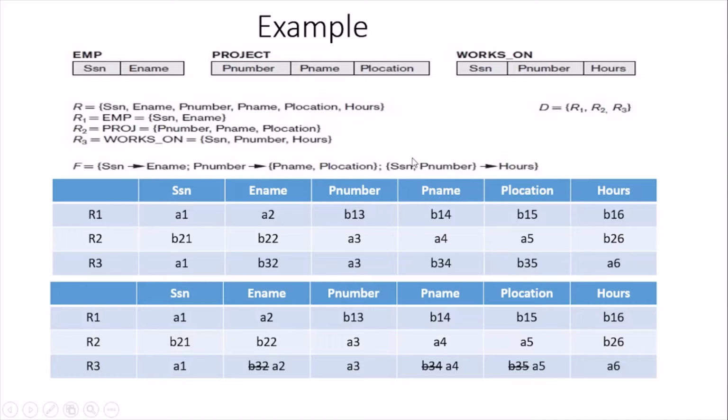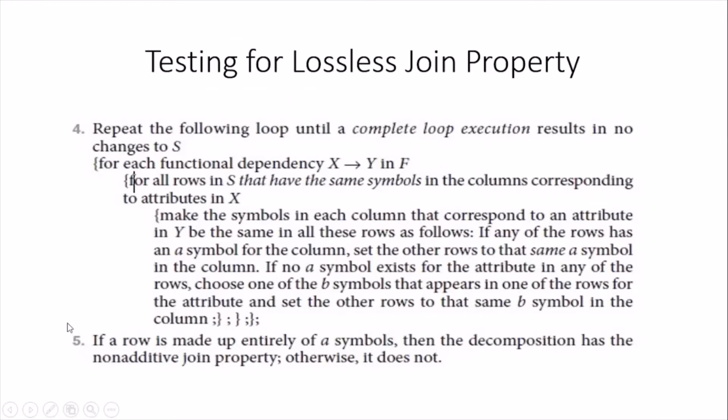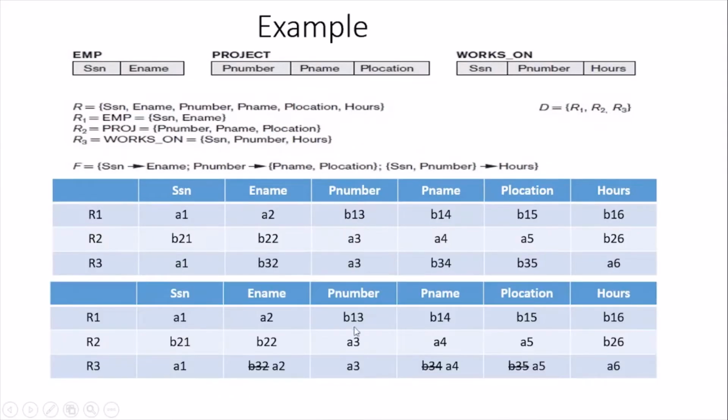Corresponding to these two columns, the values should be equal. So here we have changed the values, and the last line says that if a row has only A symbols, then the decomposition preserves the non-additive join property. So here you have B's in the row corresponding to R1 and for R2 also, but for R3 you have all A's, which means that this decomposition preserves the lossless or non-additive join property.